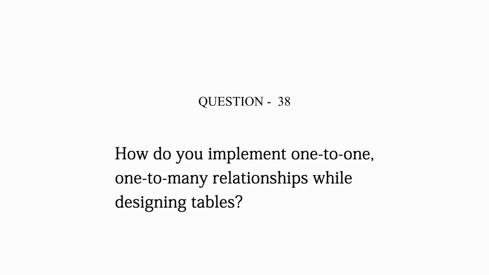Now the next question is: how do you implement one-to-one and one-to-many relationships while designing the tables? In a one-to-one relationship, generally the primary key of one table is taken as the unique foreign key of the other table, while in one-to-many we generally take the primary key of one table as the foreign key of the other. This is where your one-to-one and one-to-many comes into the picture.